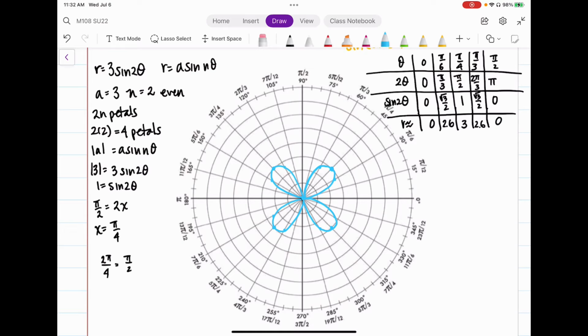The A value of 3 is my maximum distance here. And then my rose petal started at pi over 4. That's this one right here. And then it was spaced at every pi over 2 interval.